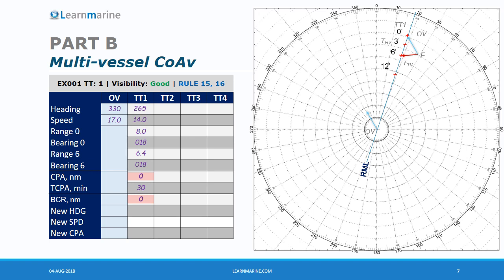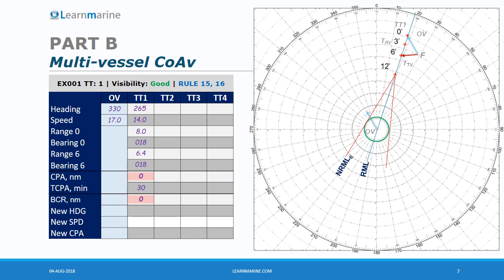As per COLREGs rule 8, if there is sufficient sea room, alteration of course alone may be the most effective action to avoid a close quarters situation. Draw 1 nautical mile safety limit. From minute 12, let's draw 2 lines tangent to the safety limit, which are new relative motion lines. The goal is to maneuver in such a way that the tracked target will follow the new relative motion line.